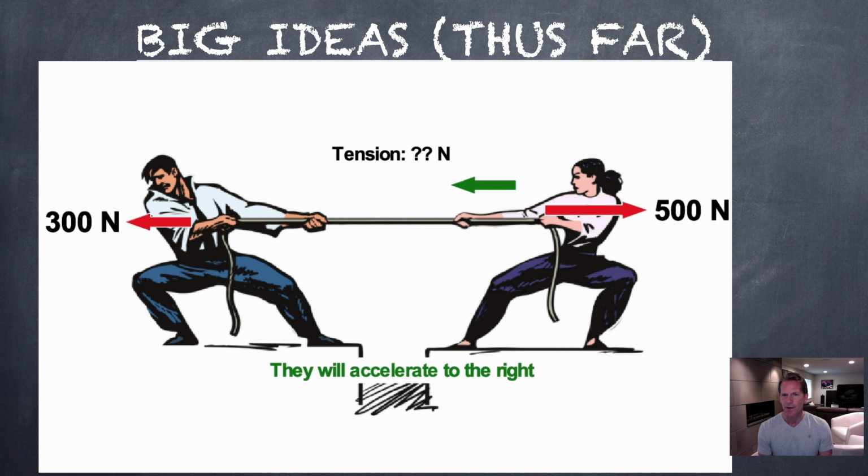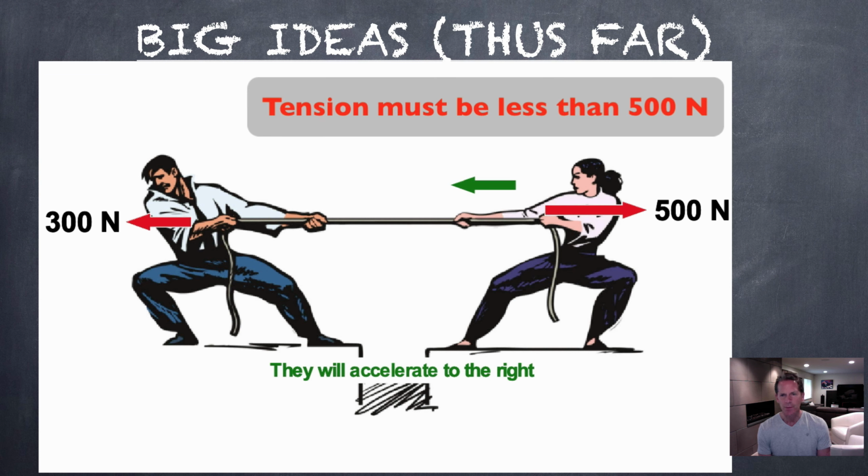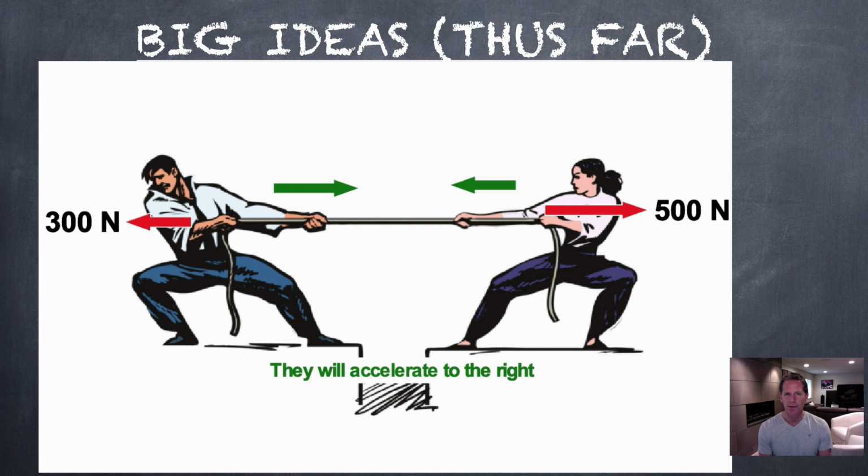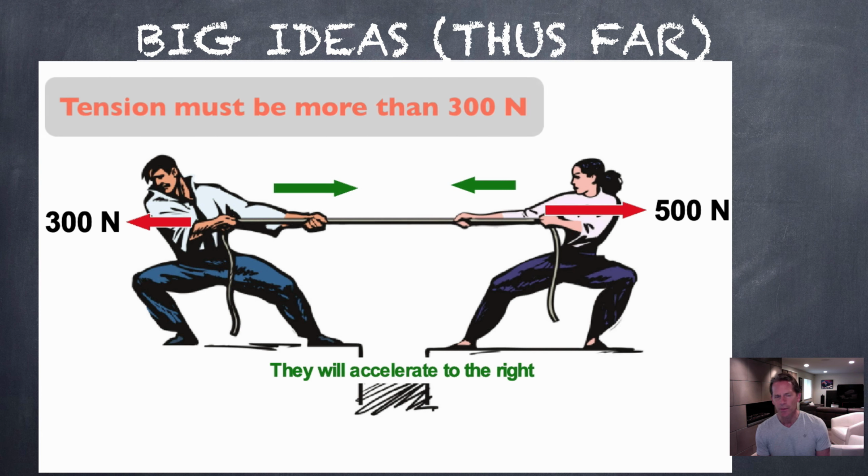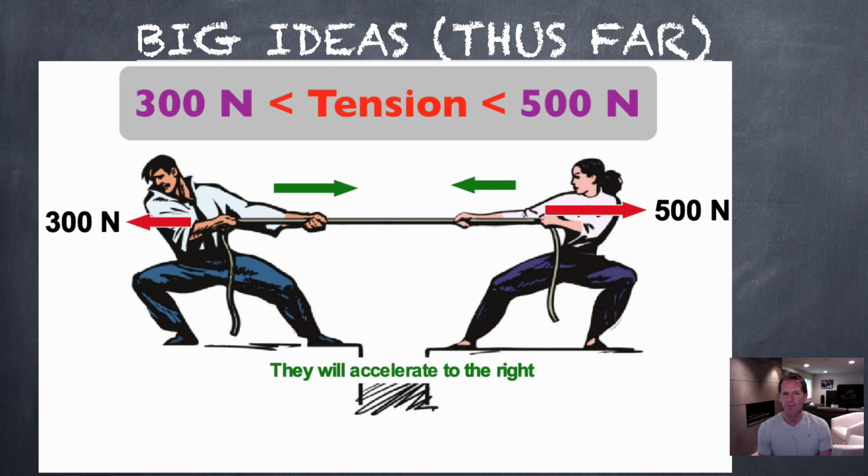Well, because they're accelerating to the right, if she's pulling with 500, the force against her must be less than 500 newtons, so she still moves to the right. And in his case, although he's pulling with 300 newtons to the left, the rope has to pull with more than 300 newtons in order for him to move to the right. That means the force of tension has to be somewhere between 300 and 500 newtons. And as we progress in our course, we'll learn how to calculate that precisely.